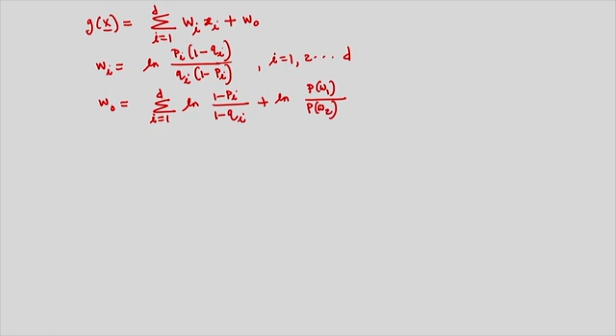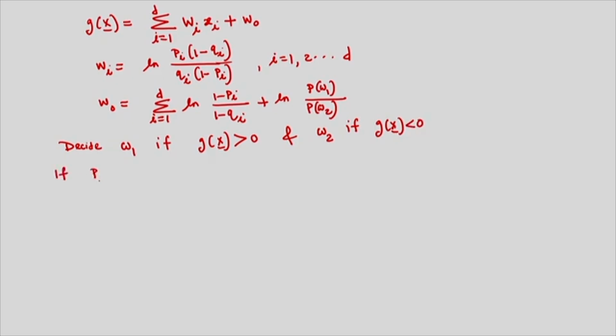Now let us see how to take a classification decision. Decide the class omega 1 if Gx, that is the discriminant function, is greater than 0, and you can select the class omega 2 if the discriminant function Gx is less than 0. So based on this condition you can take a classification decision.